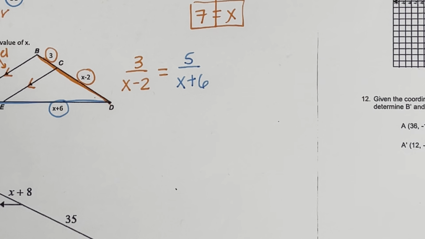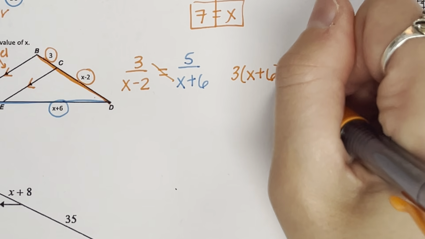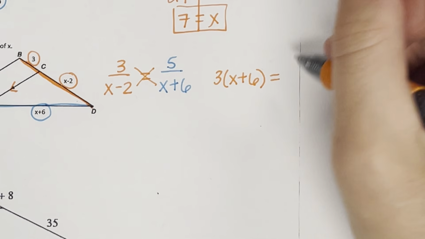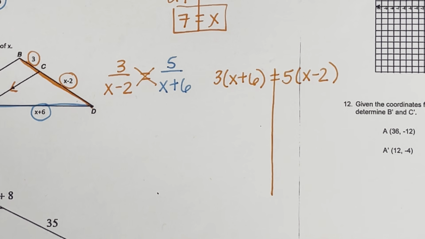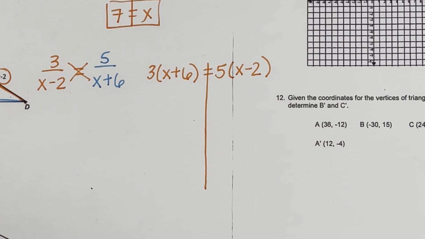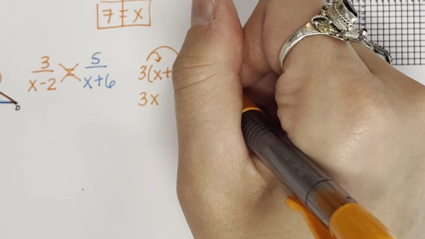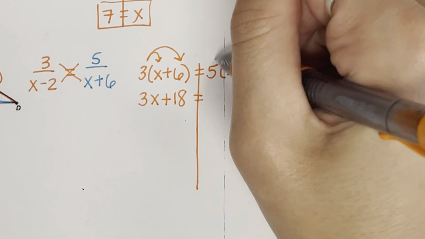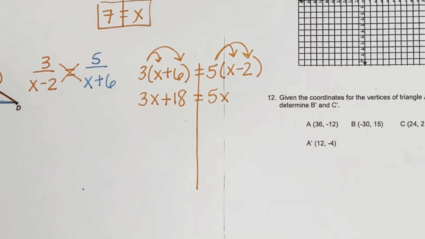So I'm going to cross multiply. So I'm going to do 3 times parentheses x plus 6. It's a whole equation, so I put it in parentheses, equals, do the same on the other side, 5 times parentheses x minus 2. And now I'm just solving this algebra problem. So just like before, I'm going to have to do some distribution. 3 times x is 3x. 6 times 3 is 18, and it's a positive. Equals 5 times x is 5x. 5 times a -2, be careful, is -10.